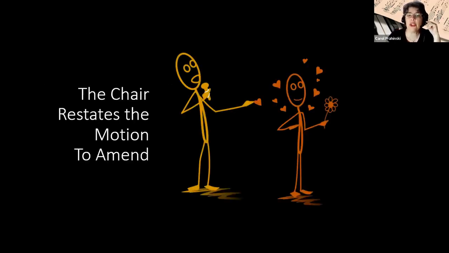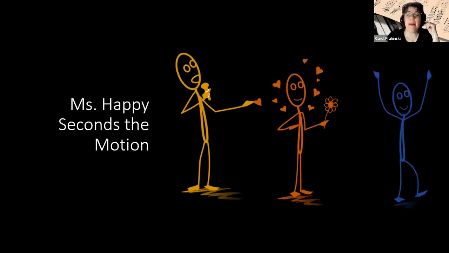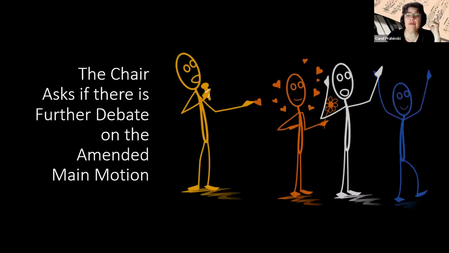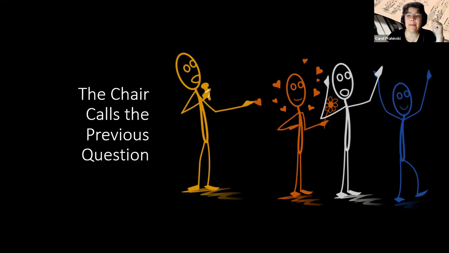So the chair restates the motion to amend, and Ms. Happy seconds the motion. Now there's a debate, and then the chair calls the question to amend. And all those vote in support of the amendment. The amendment passes, and now we go back to the main motion. The main motion is further debated. If there's any further comments, then we can have it. But we're now at the amended main motion. The chair asks if there's any further debate. There is none. So the chair calls the previous question, which is the amended main motion. And all those vote, and they tend to vote in favor in this case.